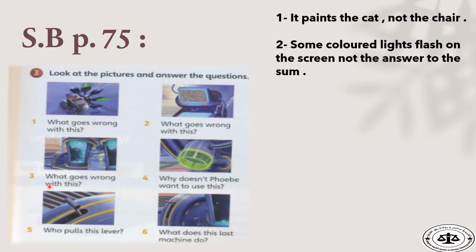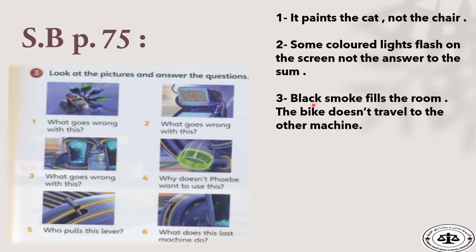Look at number 3. What goes wrong with this? Thank you. Black smoke fills the room. The bike doesn't travel to the other machine. Number 4. Why doesn't Phoebe want to use this? Excellent. She likes her hair the way it was.